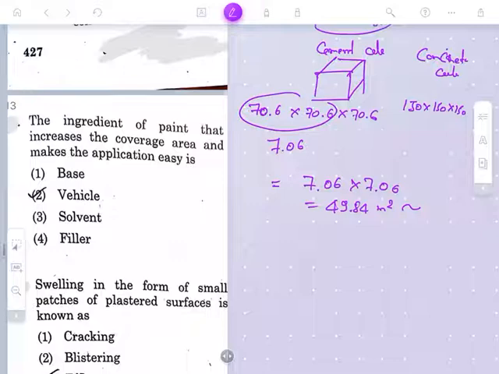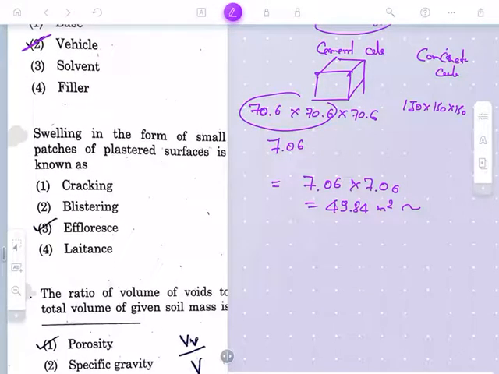So four options are given. Base is a solid substance, a fine substance, and all are ingredients of paints. Second one is vehicle. Vehicle is a liquid constituent of paint, consisting of volatile solvent or thinner. Third one is solvent. Solvent is a dissolving agent in which the different ingredients present inside the paint dissolve. So according to this question, vehicle would be the right answer.